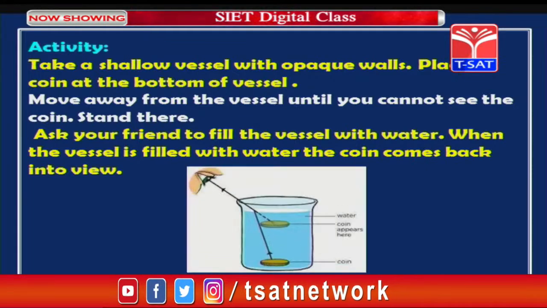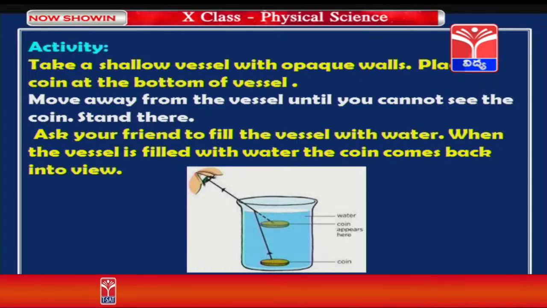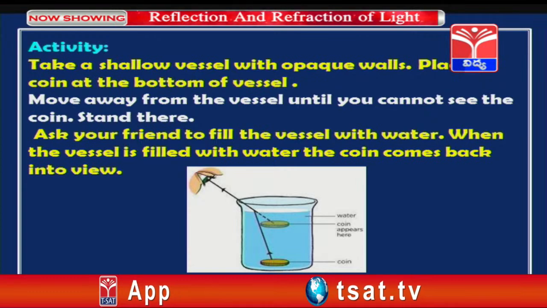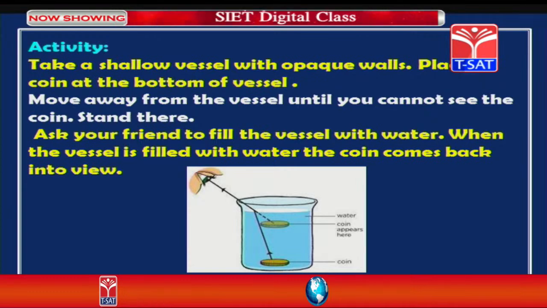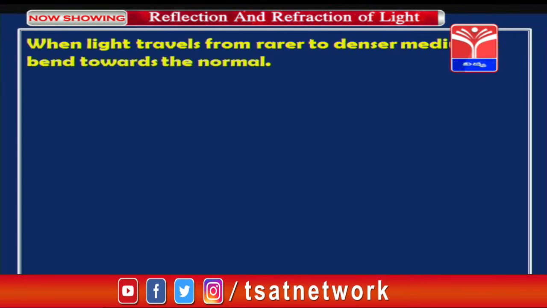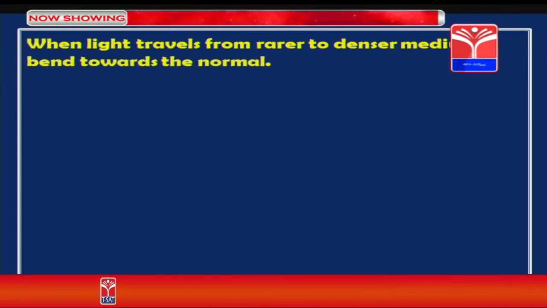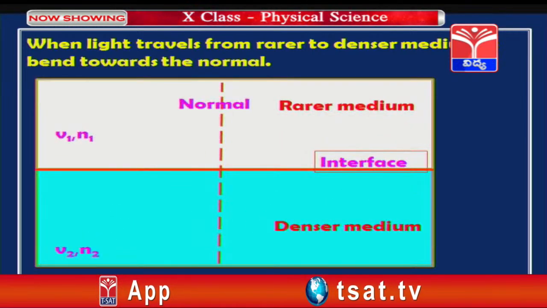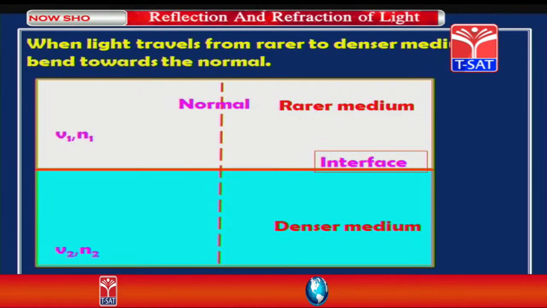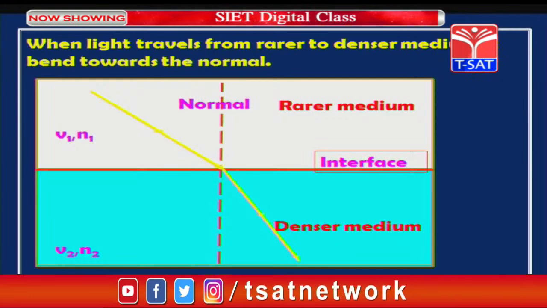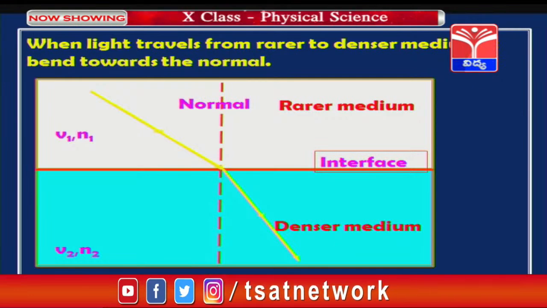Here we can see a coin is placed at the bottom of the shallow vessel. When it is filled with water, the coin comes back into view due to refraction of light. Students, remember, when light travels from rarer to denser medium, it bends towards the normal. Here rarer medium and denser medium are there.